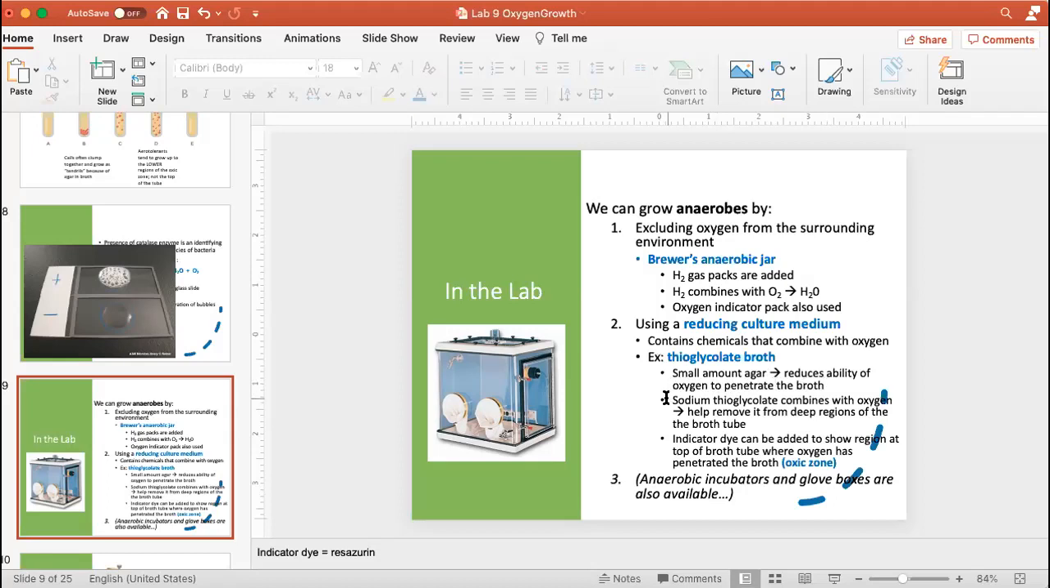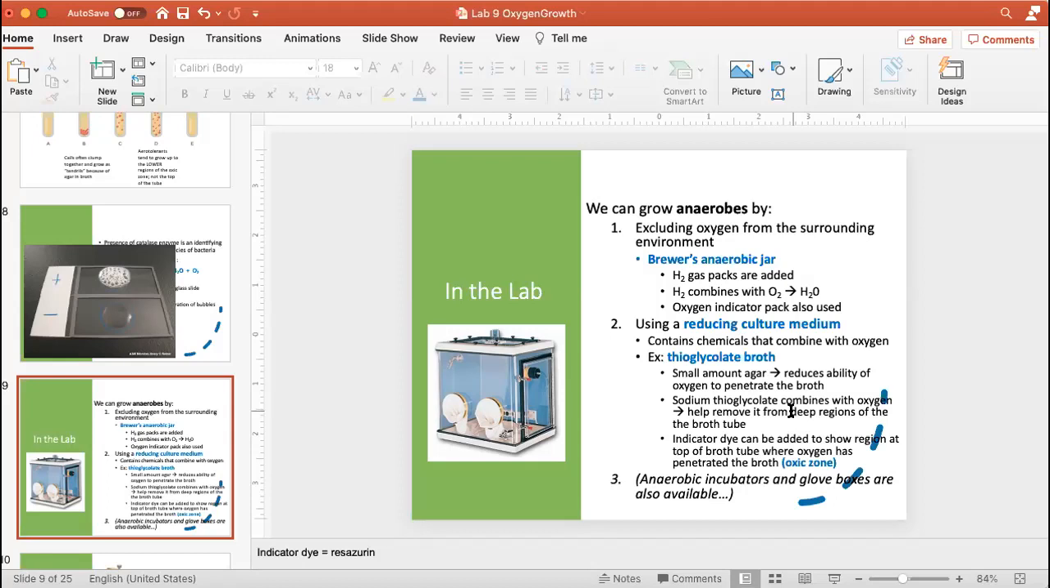Now, the thioglycolate is actually a molecule called sodium thioglycolate. And what this stuff does is combine with oxygen and help remove it, again, from the deepest areas of the tube. I'm just going to mention this: it is possible to buy thioglycolate tubes that have already been made for you, so you don't have to make them yourself in the lab.